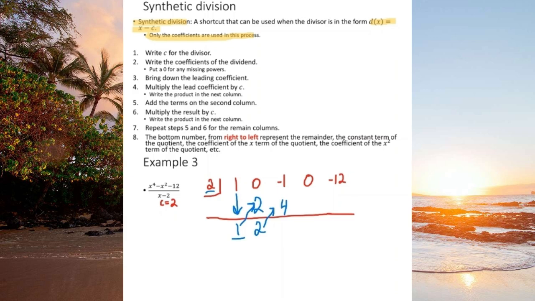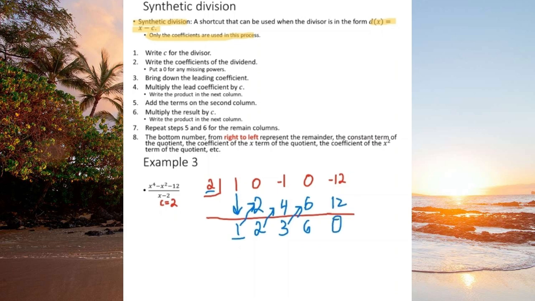And we're going to keep repeating steps 5 and 6 over and over again. We're going to add the entries in the column. Negative 1 plus 4 is 3. Multiply by our c. 3 times 2 is 6, which we're going to place in the fourth column. Add again. 0 plus 6 is 6. Multiply. 2 times 6 is 12. Add. Negative 12 plus 12 is 0. Since that was the last column, we are done.